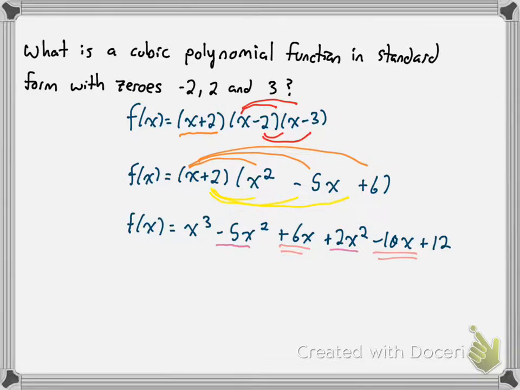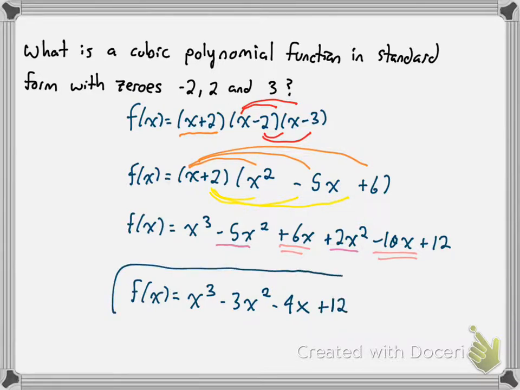So my final answer is going to be f of x equals x cubed, -5x squared plus 2x squared combine to give me -3x squared, 6x and -10x combine to give me minus 4x, and finally there's no other constant term, so that's going to be left as 12. And that would be my final answer in standard form. I also know it's in standard form because this is going by decreasing order of degree.